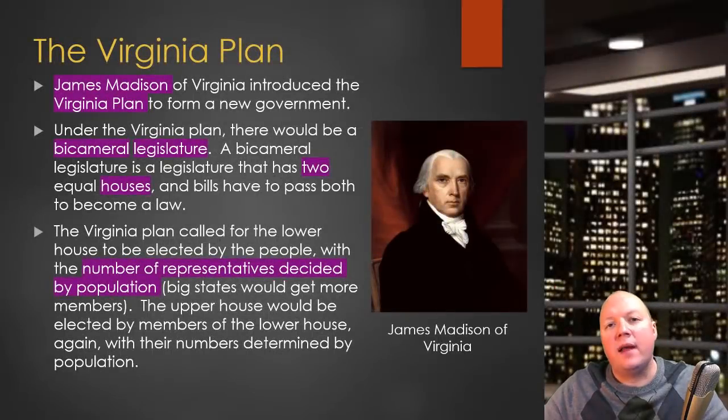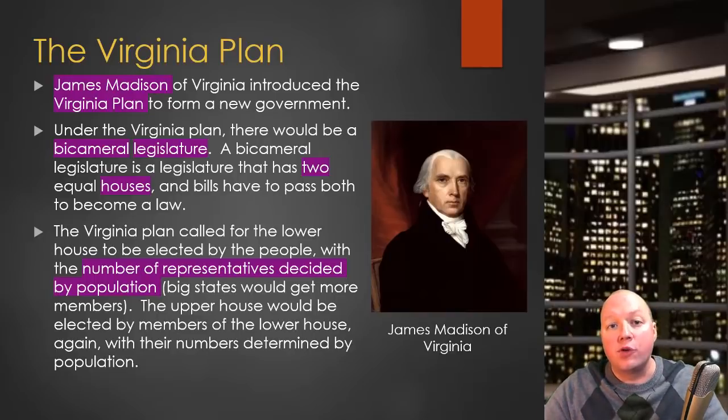It's at this point that James Madison of Virginia, Virginia is a large state, by the way, lots of people, introduces what he calls the Virginia Plan. And so his Virginia Plan is for setting up the government under what's called a bicameral legislature. So let's break that down. Bi means two, like bicycle, and cameral means house. So a two-house legislature. This would be where the laws are made.